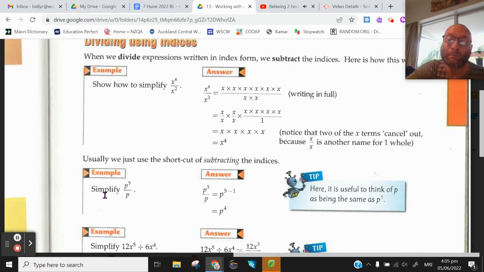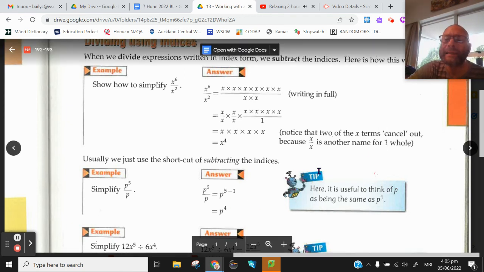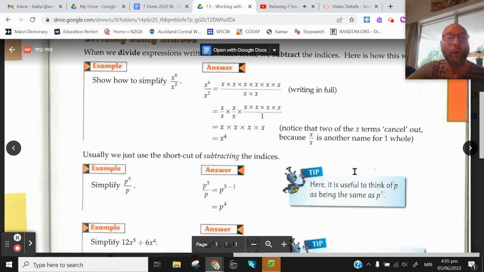So if we want to simplify p to the power 5 divided by p, well, even though it's not written, there is a little 1. This is p to the first power. So p to the power 5 over p is p to the 5 minus 1, which gives us 4. And please add this to your notes. Think of p as the same as p to the power 1.